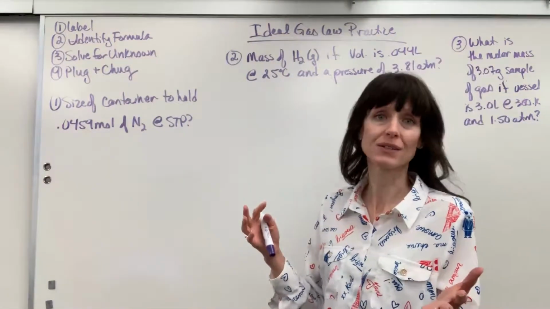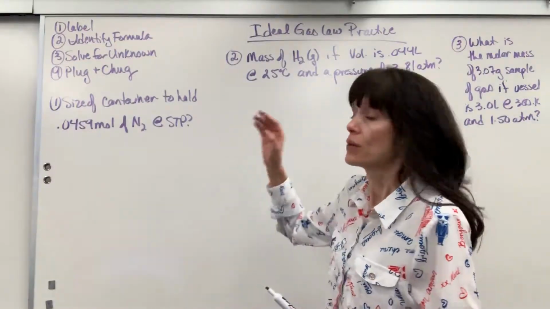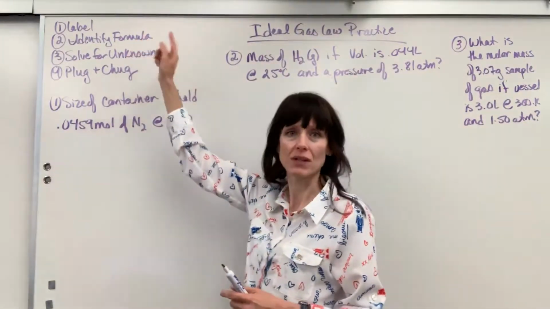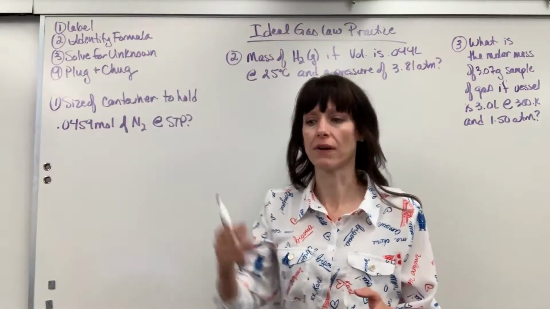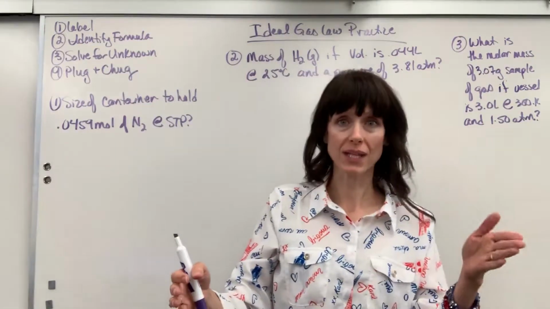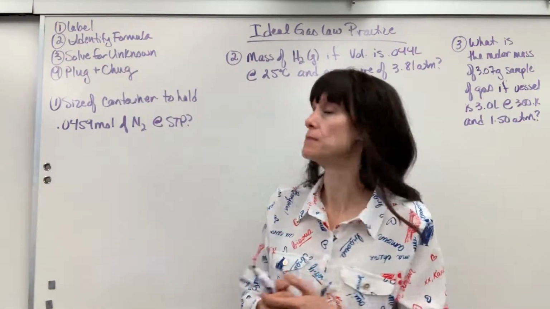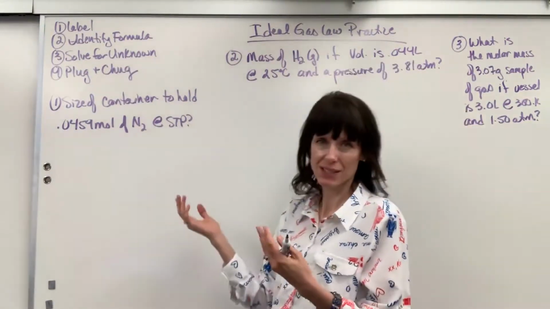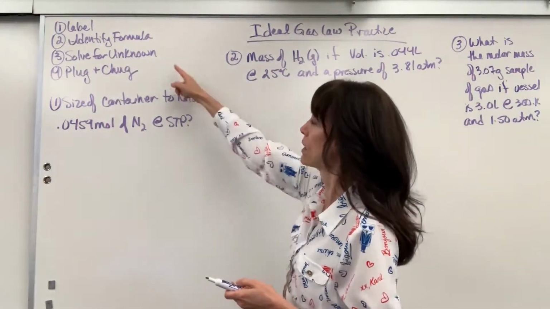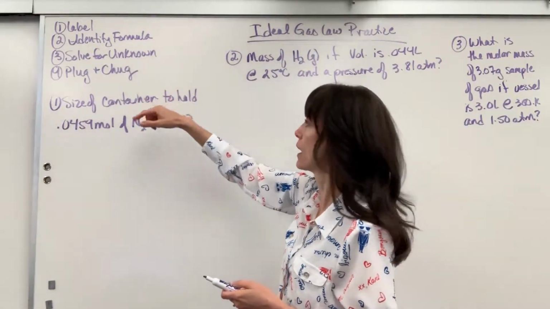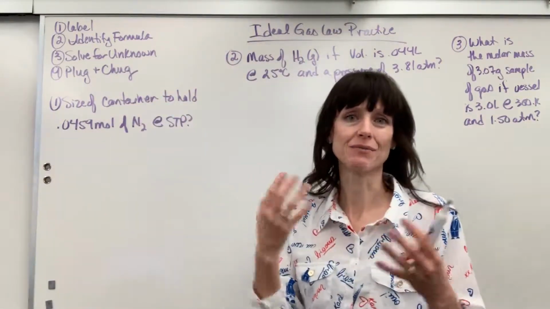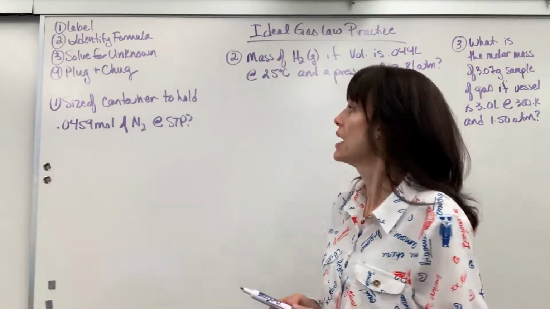So again, here's the steps that we follow. Once you read everything, label. That's always where you go so that you can identify where you are, where you want to end, what's the answer that they want, and then you can find the path in between. Next, identify the formula, solve for the unknown, so much easier to do that, and then plug your values in, put it in the calculator, do your plug and chug.